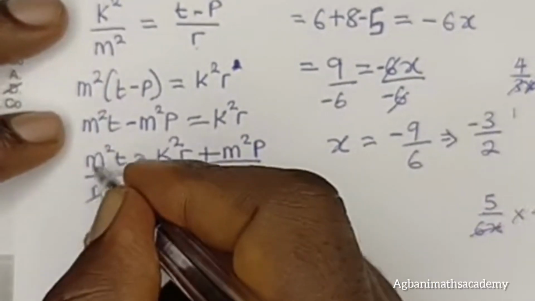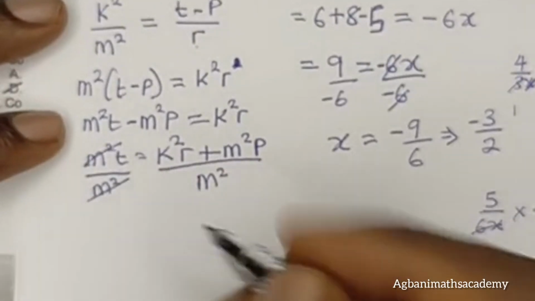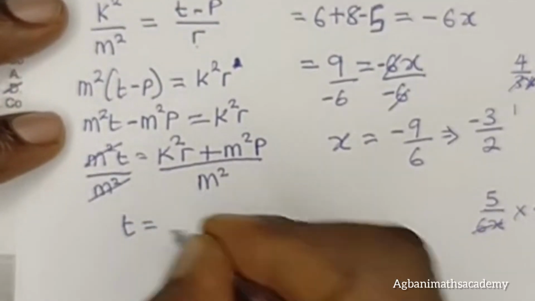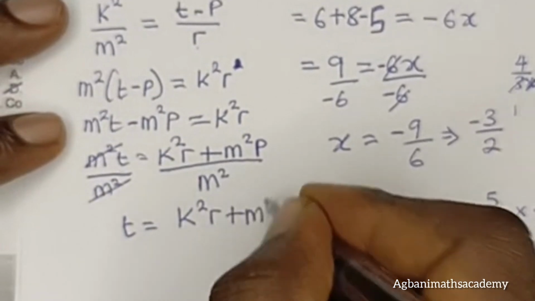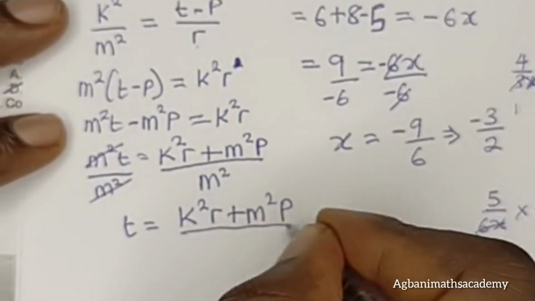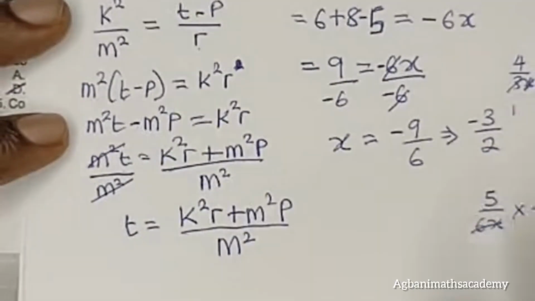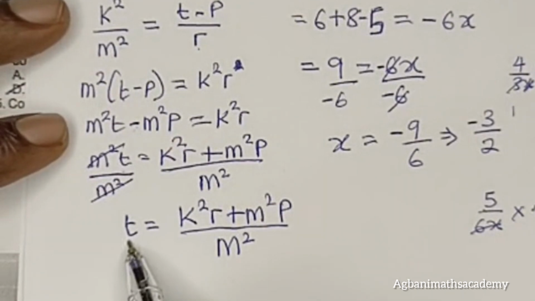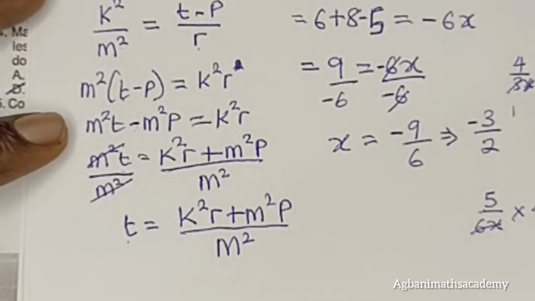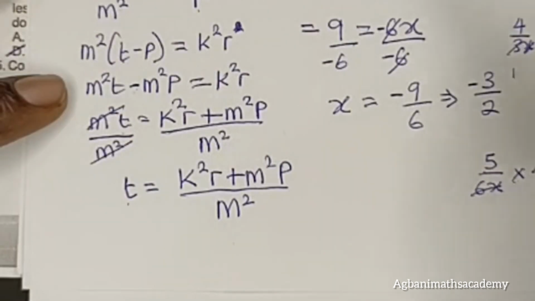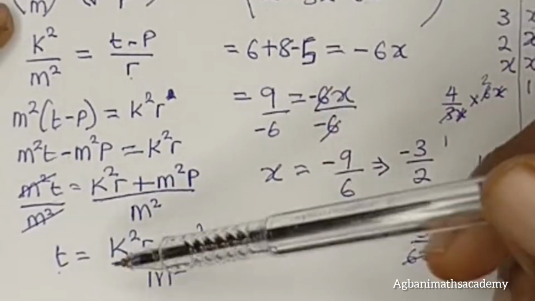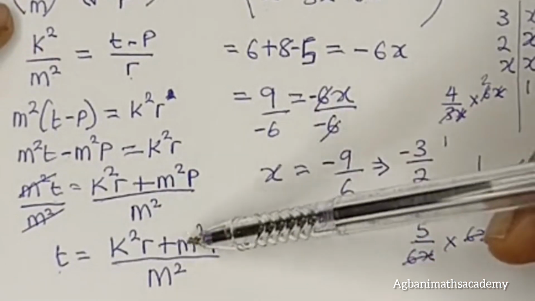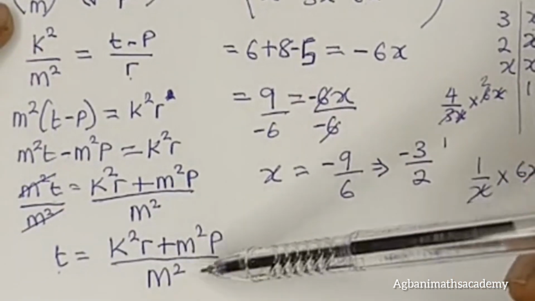So on the left, m squared will cancel out m squared. So we have t is equal to k squared r plus m squared p all over m squared. T is now alone on the left. Therefore, t is the subject of this formula. So let's see if we have any options that agrees with what we've done. Our answer is k squared r plus m squared p all over m squared.